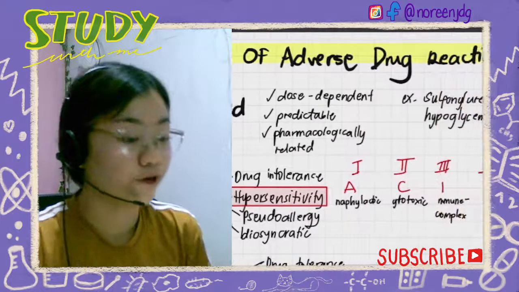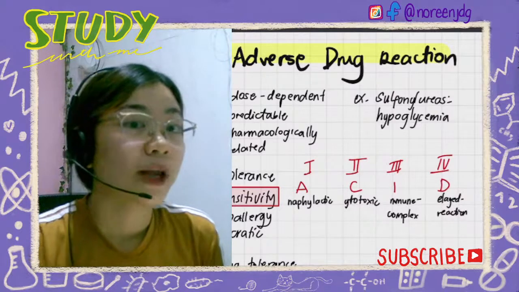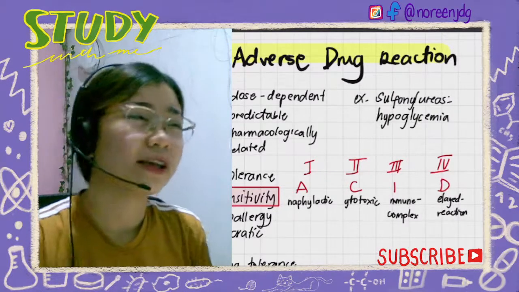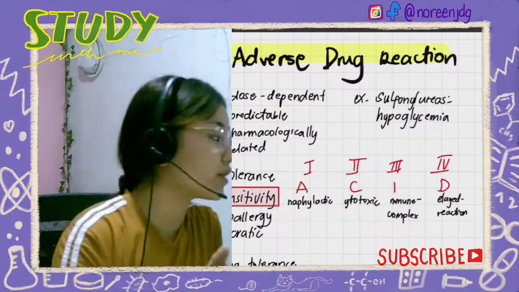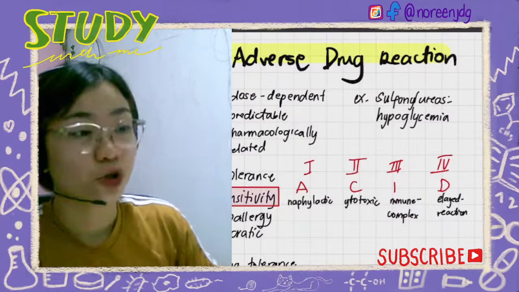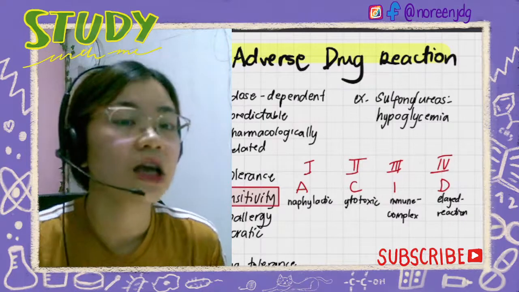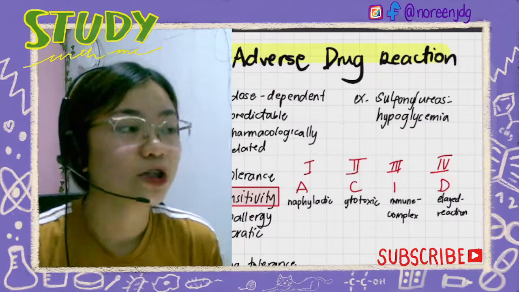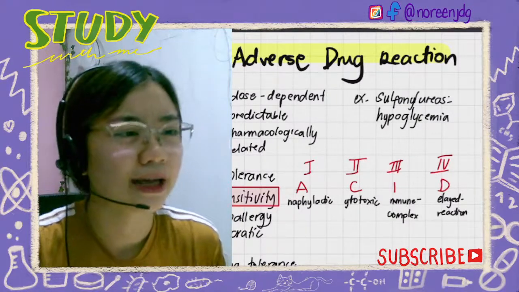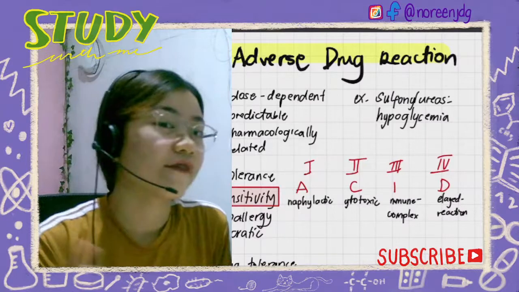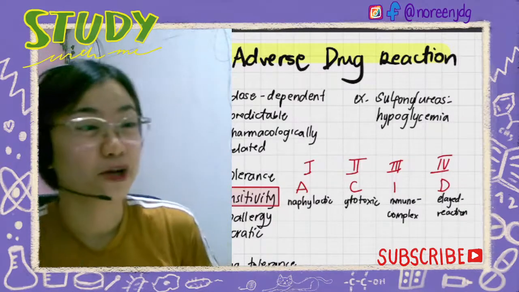Example nun is sulfonylurea. So, we know that sulfonylurea is an anti-diabetic drug. So, pinapababa niya talaga yung glucose level mo. So, technically, ang magiging adverse drug reaction niya is hypoglycemia or low glucose level. We also have sedation for benzodiazepines. So, benzodiazepines are anxiolytics and it can cause sedation, o pampakalma, pagiging kalma. And then, we have ACE inhibitor, we have dry cough. Kasi pinapababa niya yung bradykinin. Eh, hindi pala.